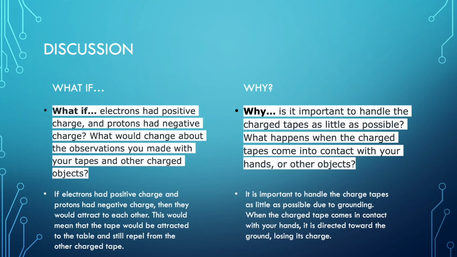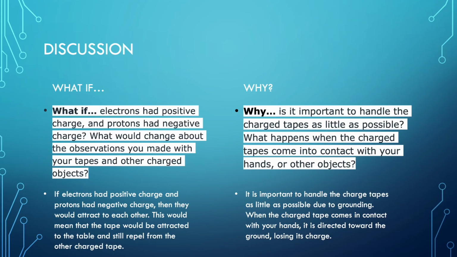And here's our discussion. The first question is, what if electrons had positive charge and protons had negative charge? What would change about the observations you made with your tapes and other charged objects? And what I said is that if electrons had positive charge and protons had negative charge, then they would attract to each other. And this would mean that the tape would be attracted to the table and still repel from the other charged tape.